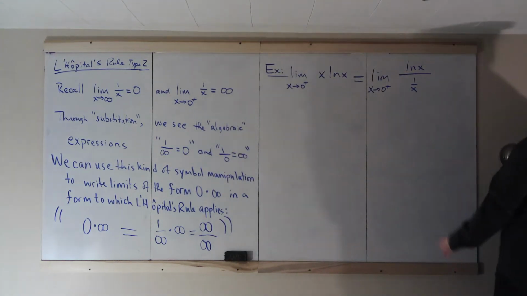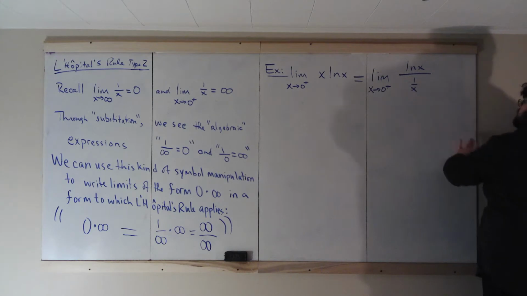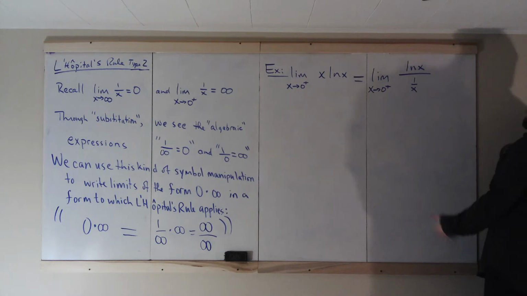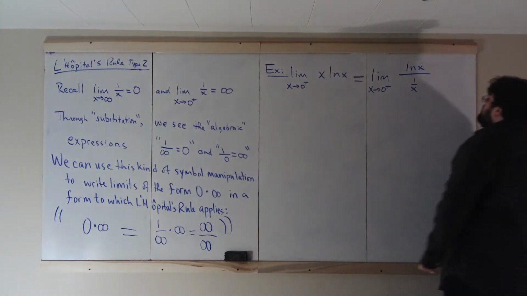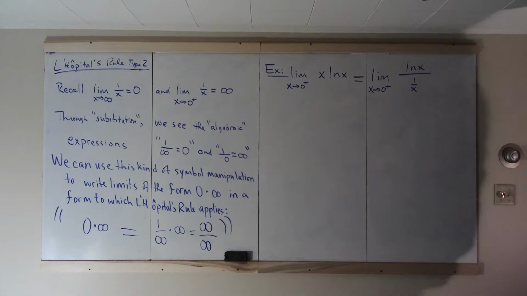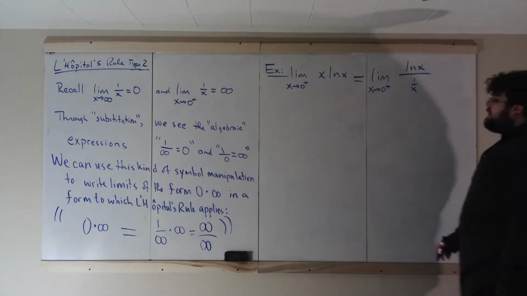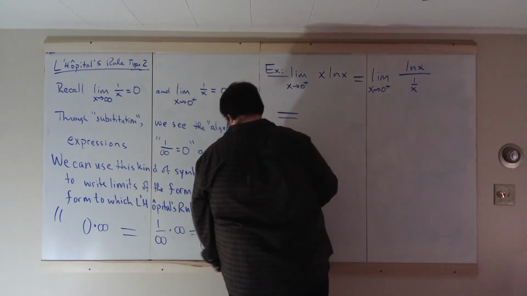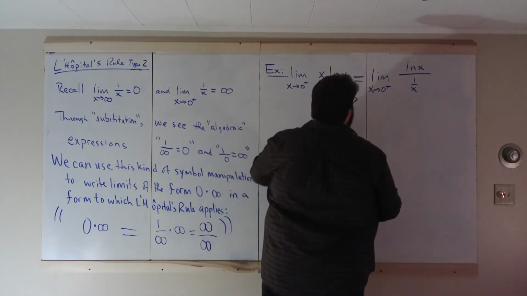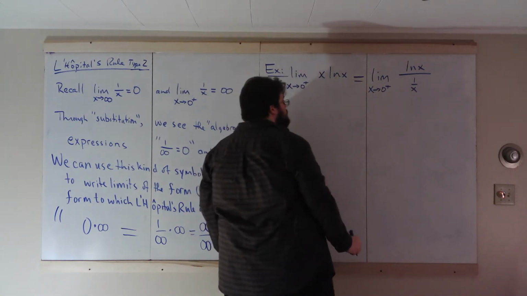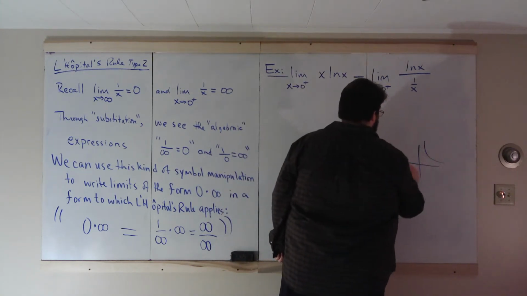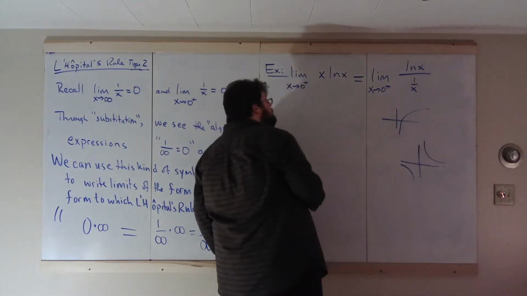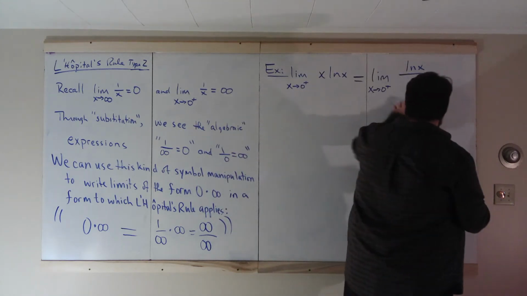Well, we have log x divided by 1 over x. That's the same as log x times the reciprocal of 1 over x. So log x times x over 1, which is x log x. Well, what happens when we do a substitution here? Well, it should be an infinity over infinity. Is it? Well, as x approaches 0 from the right, 1 over x approaches infinity from that graph. As x approaches 0 from the right, log x approaches negative infinity. So we do get an infinity over an infinity.